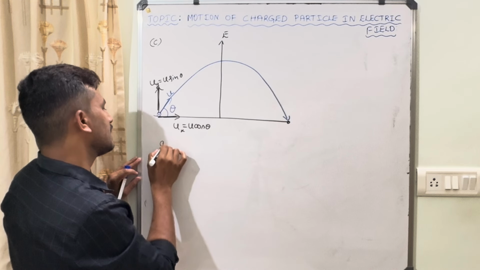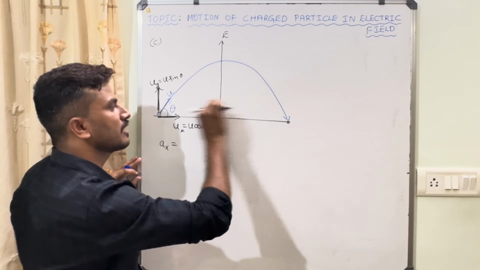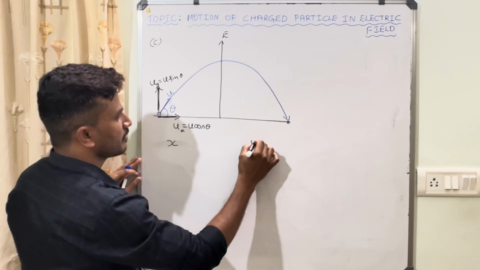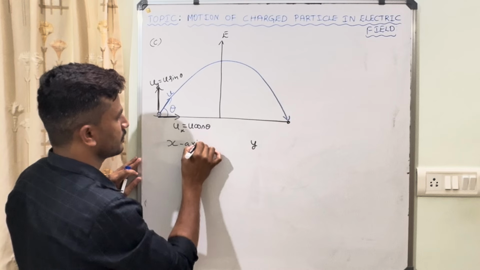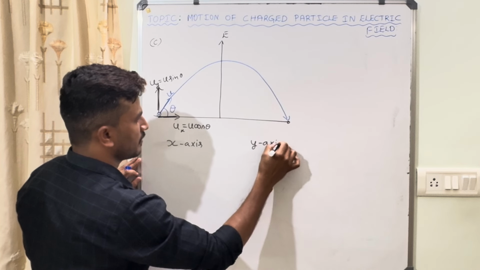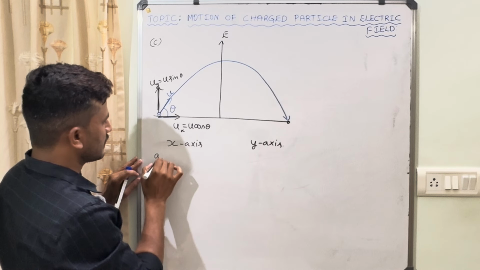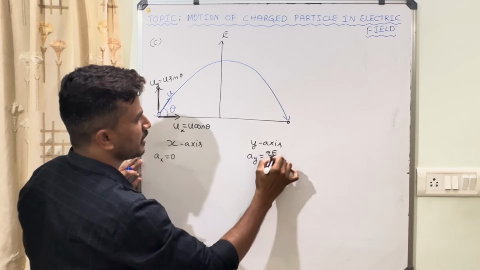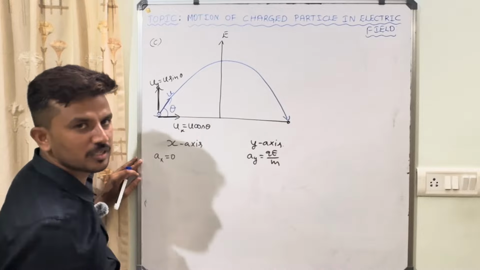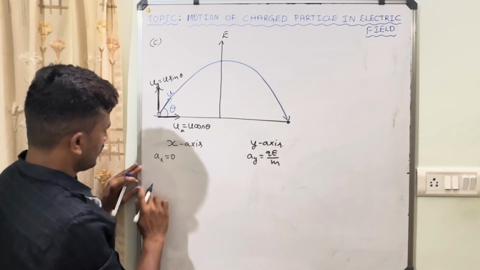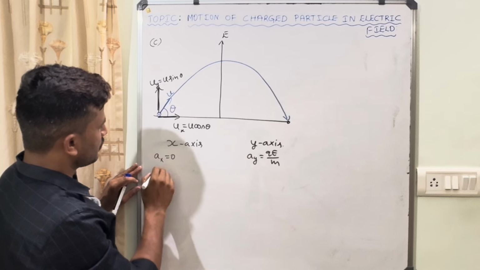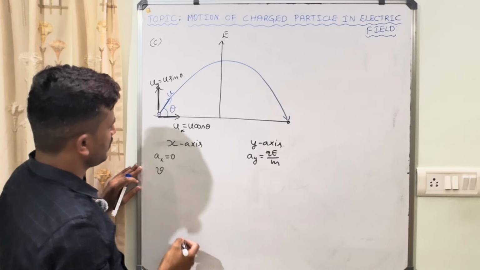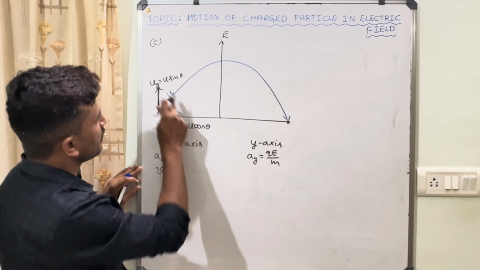What is the acceleration along the x-axis? There is no force acting along the x-axis, so it will be 0. Let me take this side as the x-axis and this side as the y-axis. So along the x-axis acceleration is 0, along the y-axis acceleration is qE by m. Of course, a negative charge means minus qE by m. Then we have velocity at any point.